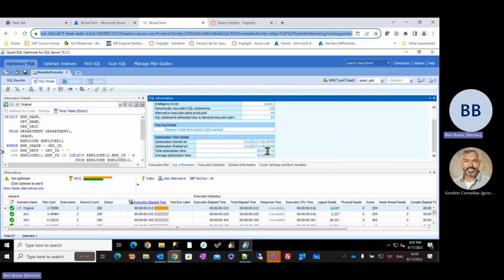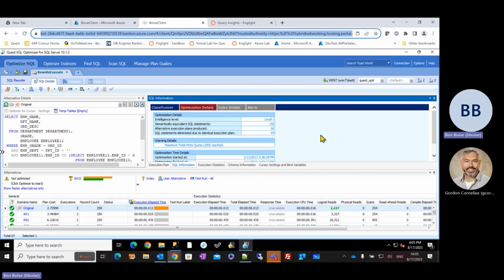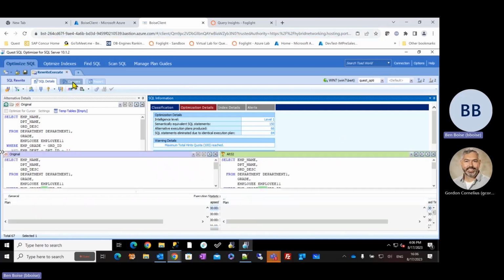In this particular case, the investigation took about 4 minutes, but it generated 150 semantically equivalent SQL statements. So 150 statements that are semantically equivalent to the problematic statement that I found very easily through Foglight. Of those 150 statements, 84 were eliminated because they had execution plans identical to the original. Well, great, you rewrote it, but if it follows the same path, I don't care. So what we're left with are 66 distinct execution plans, and now these become points for comparison.